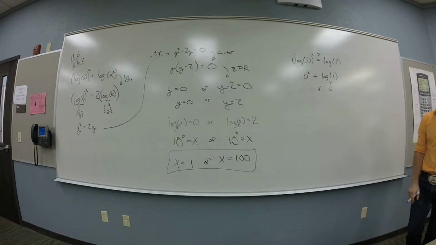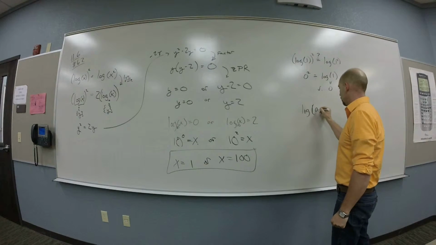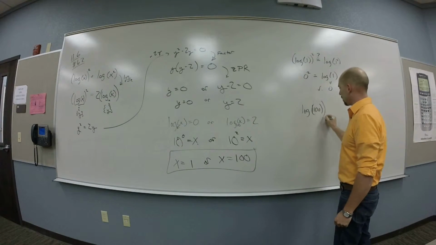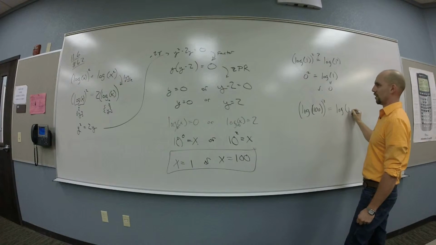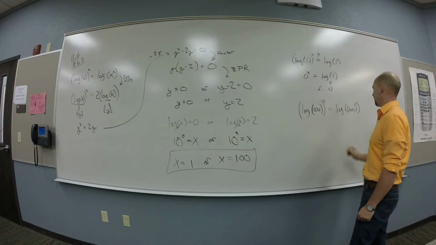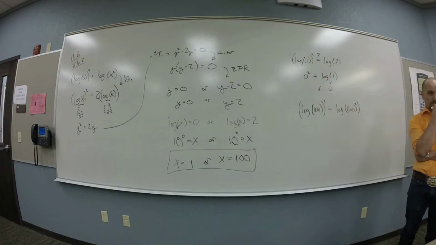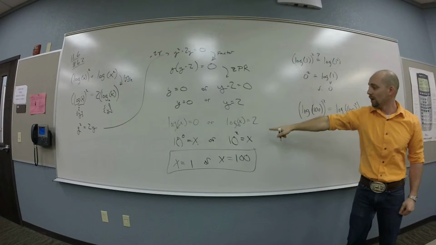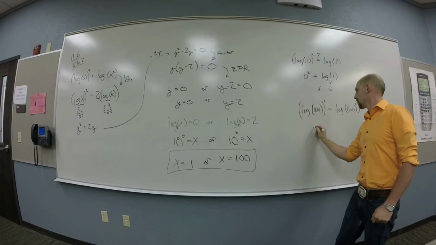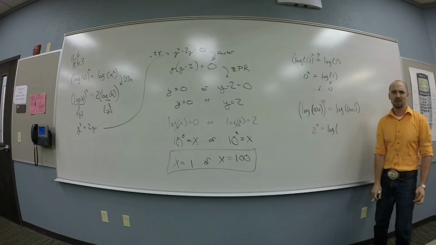How about the other one? Can we check the other one? That'd be log of 100, all squared, is log of 100 squared. So now I'm going to have to fiddle with logs a little bit, right? So log of 100 is 2, I know that from here. So I got 2 squared is log of, what's 100 squared?